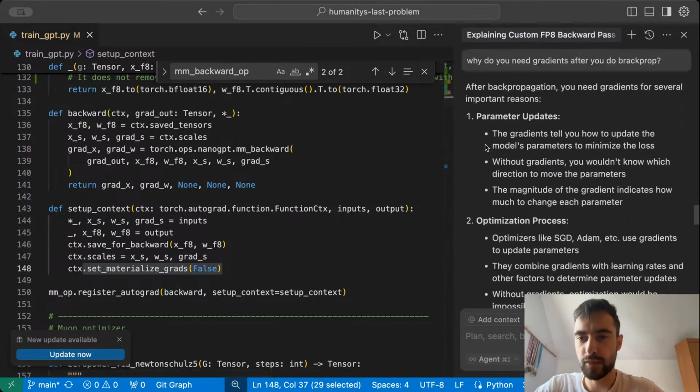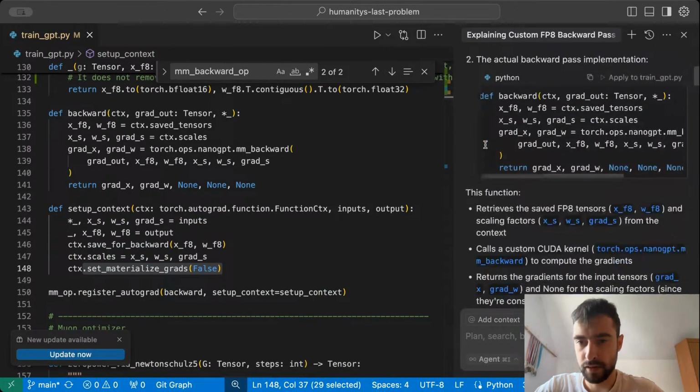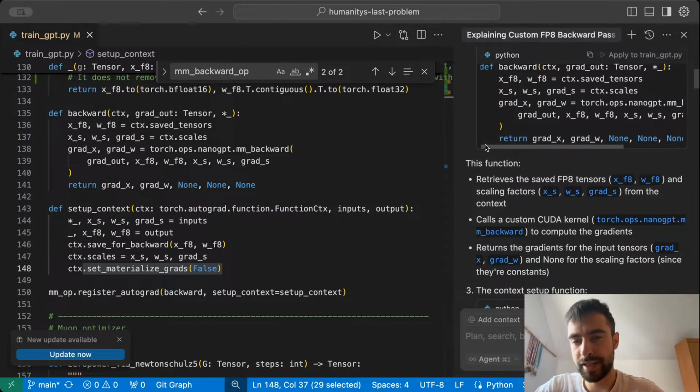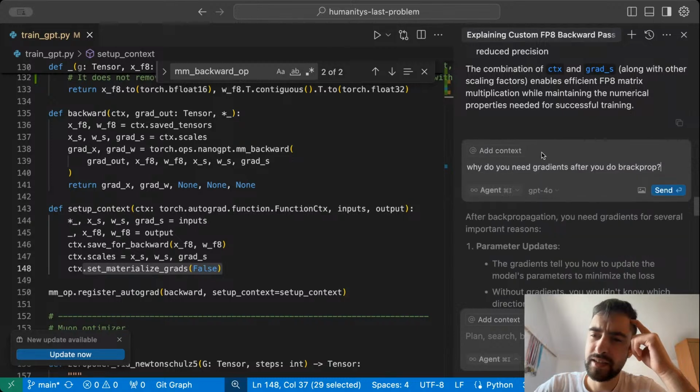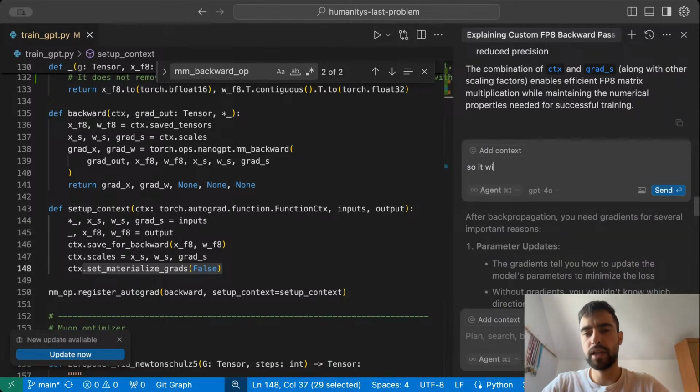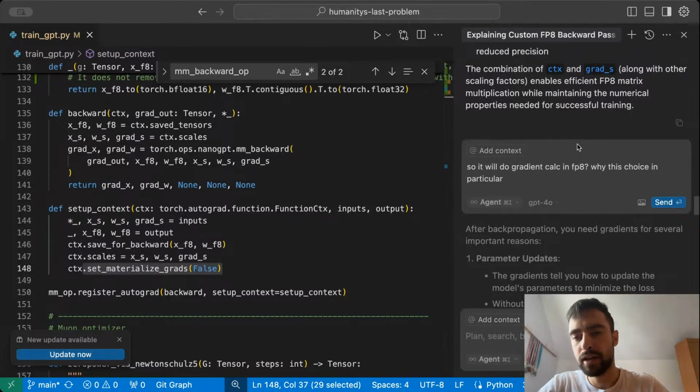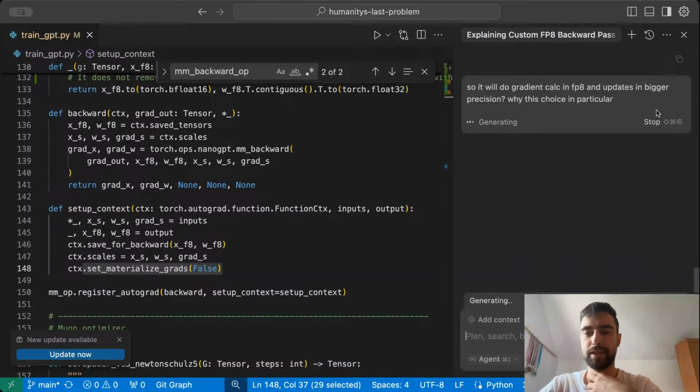Where were we? Let's go back. So we now understand gradient scale. So I'm guessing it will do gradient calculation in FP8, and updates in bigger precision. Why this choice in particular?